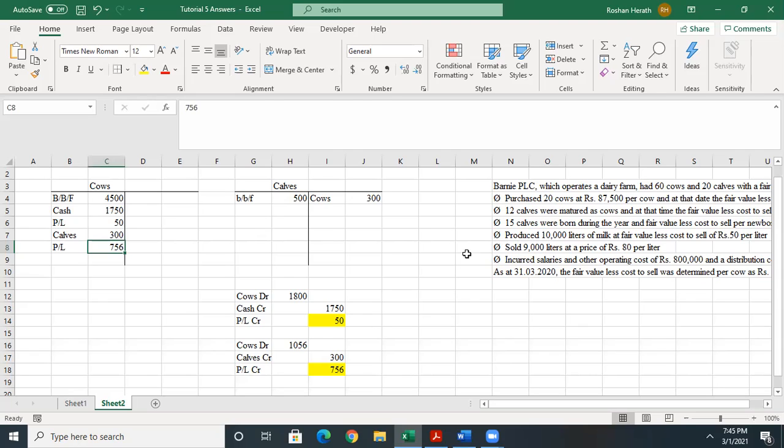Right? Then it says the 15 calves were born during the year and the fair value less cost to sell per newborn calf is 15,000.